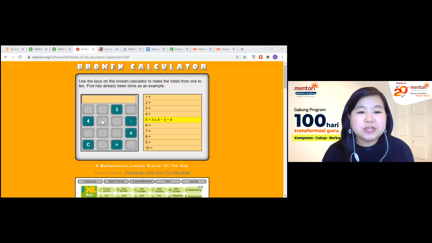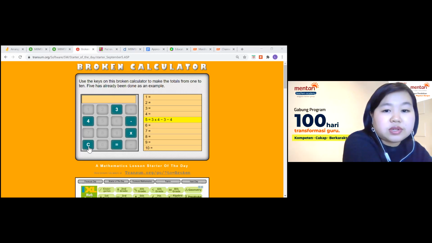So it says here, use the keys on the broken calculator to make the totals from 1 to 10. 5 has already been done as an example. By the way, I don't think I mentioned them very explicitly, so let me restate which buttons actually work. It should be number 3, number 4. There is a subtraction, or minus, right? And then the multiplication button, equal. And over here, it's just to erase, right? So you get a chance to erase if you didn't get it right the first time.